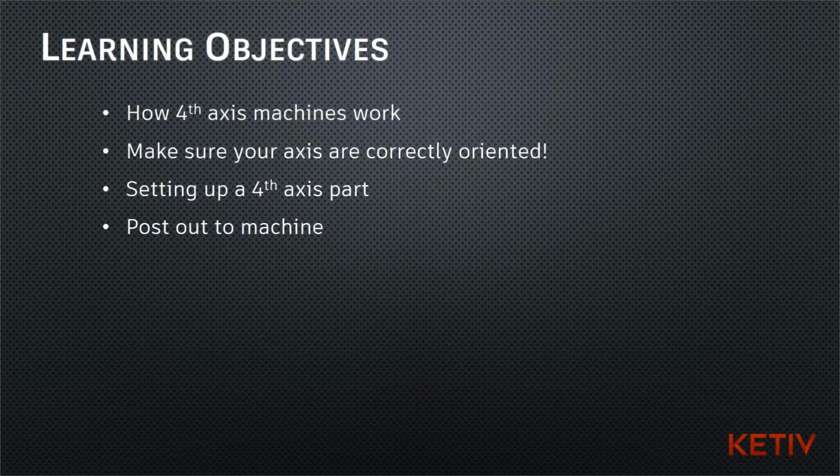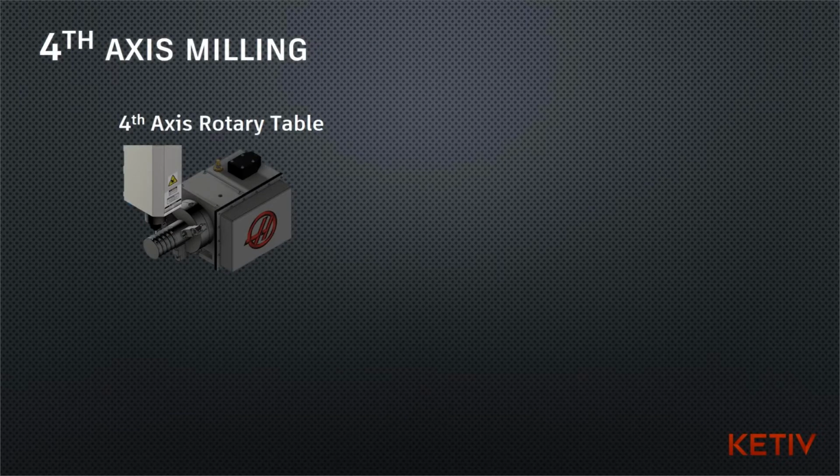So like Brian mentioned, today we are going to be talking about 4th-axis milling. It's a pretty common topic. A lot of machine shops have access to maybe some sort of rotary table or some sort of 4th-axis capabilities, right? So that's why we decided to touch on this topic. Some learning objectives for today: some common mistakes that we see when people set up their 4th-axis parts. We're also going to walk you through how to do that, and then finally post out the program to your machine.